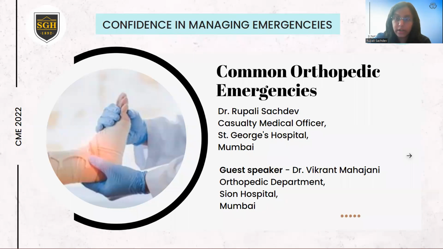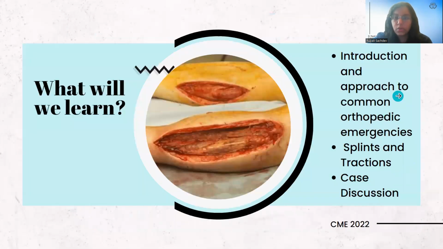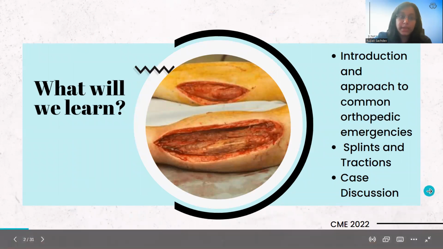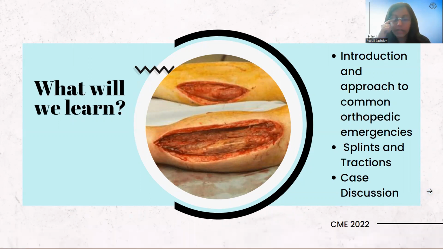So let's see what all we're going to cover. We're going to look at what all approaches you can take to common orthopedic emergencies. We're going to look at splints and tractions. And if there is time remaining, I'll cover some of the named fractures as well. In the pre-session questionnaire, I have asked you a few named fractures, but if we don't have enough time, then I won't be able to cover it, and I'll explain it on the group itself. And we'll have, as usual, case discussions.